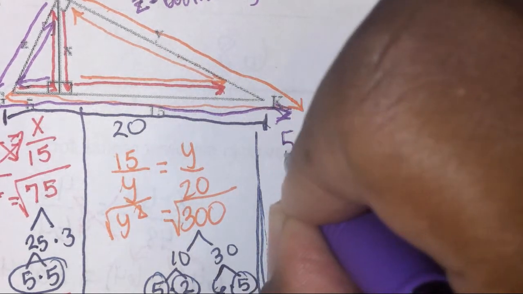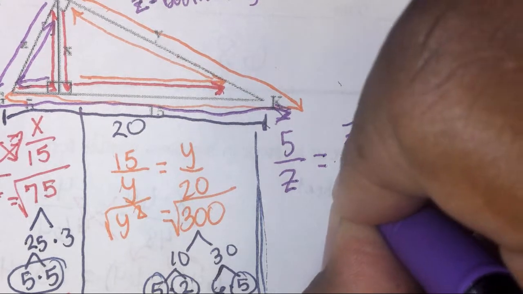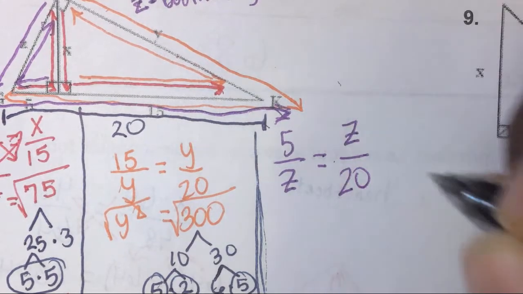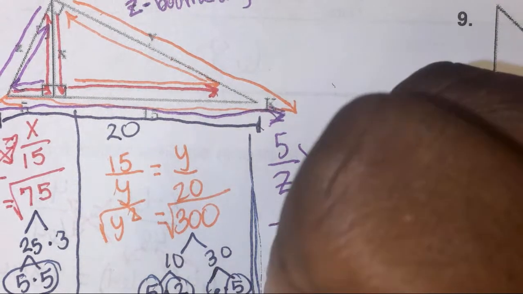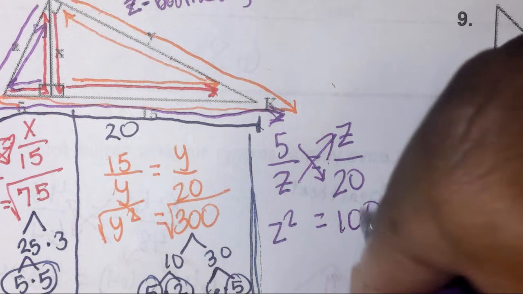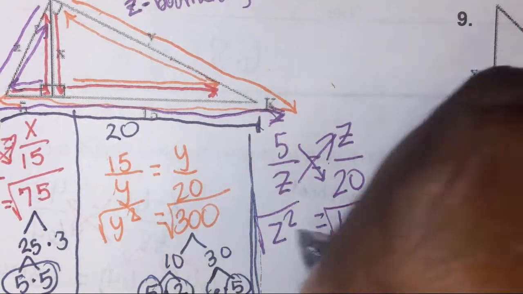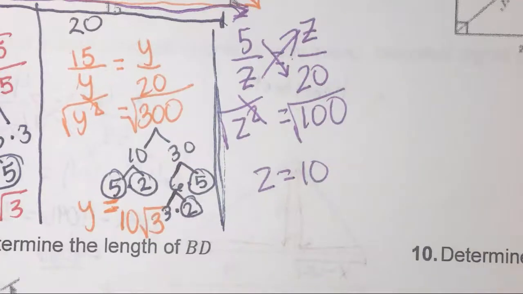5 over what? 5 over Z. And Z over 20. Cross. Z squared. What's 5 times 20? 100. Square root. Z equals 10. Alright, Z was easy.